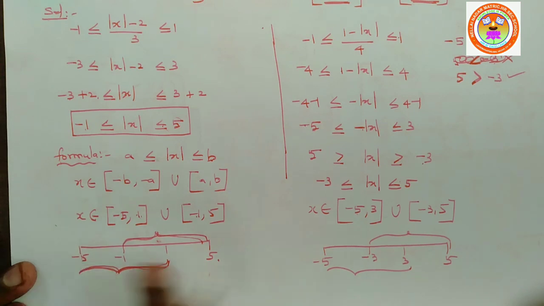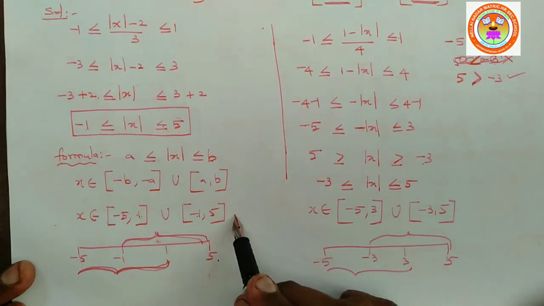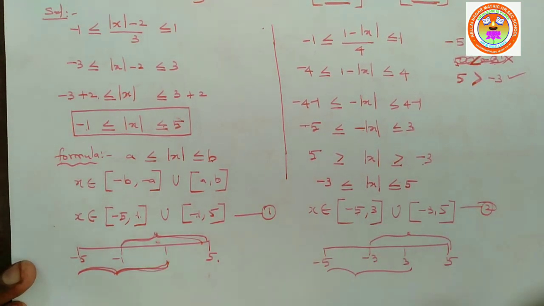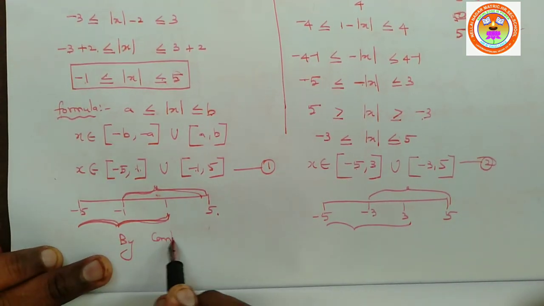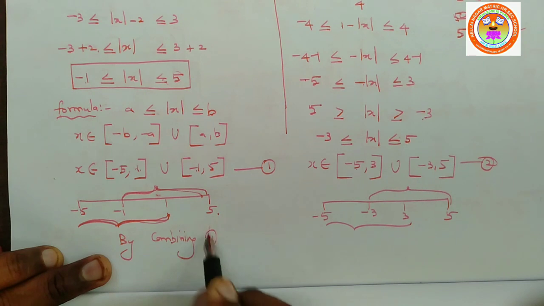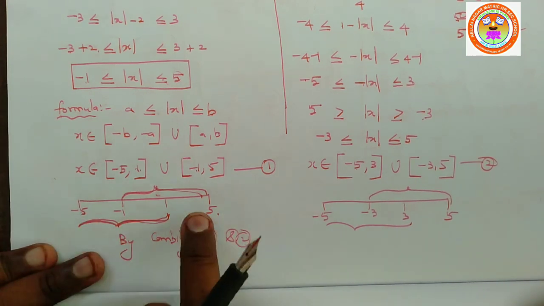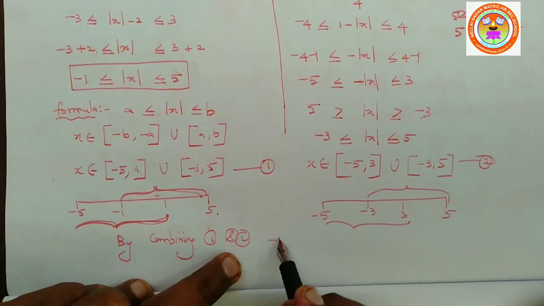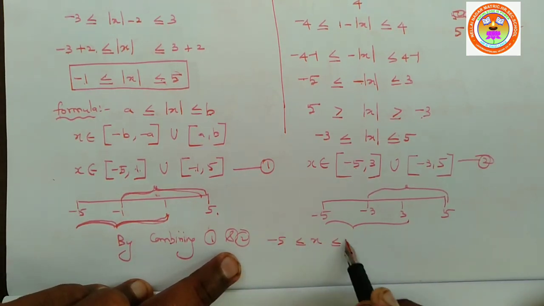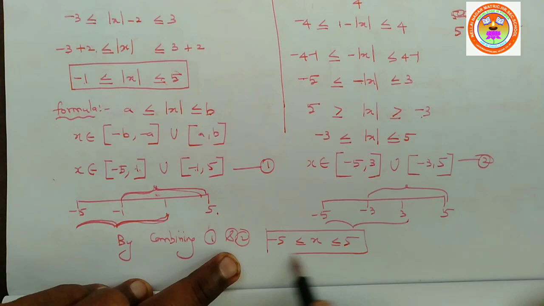That is minus 5 to 5. Here also minus 5 to 5. For equation 1 and equation 2, by combining 1 and 2, this answer is minus 5 to 5 only. So we can write minus 5 less than or equal to x less than or equal to 5. So this is the domain.